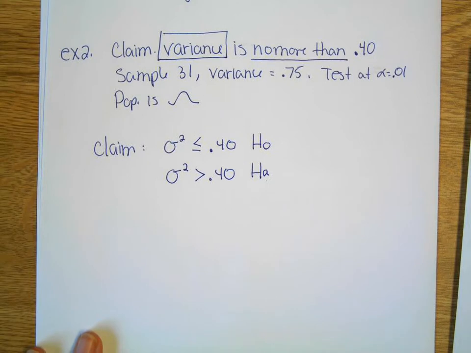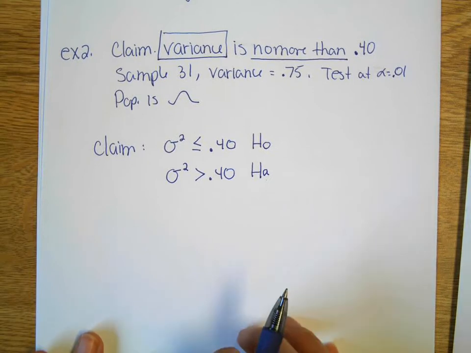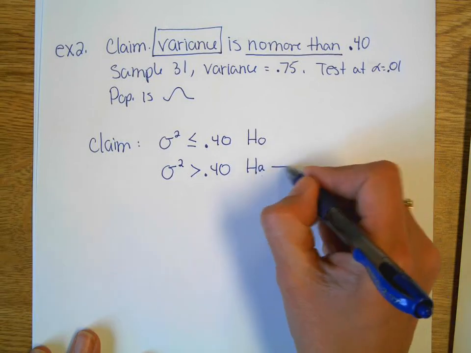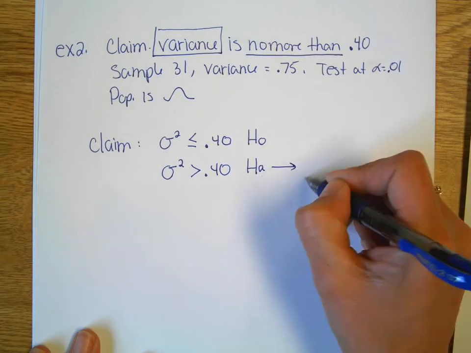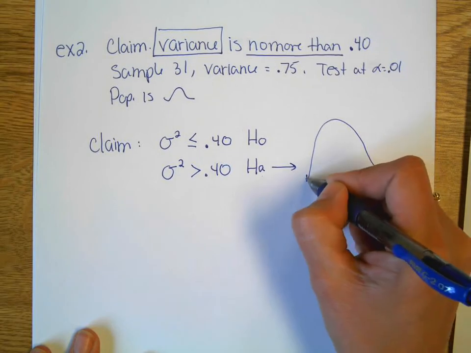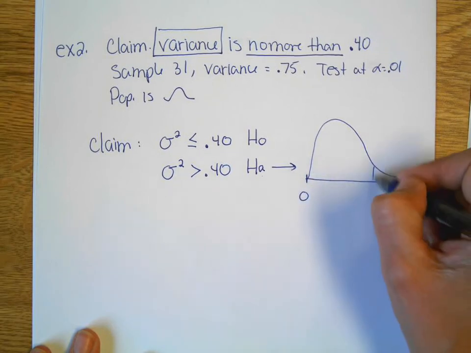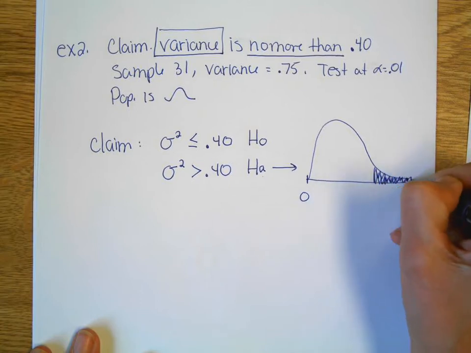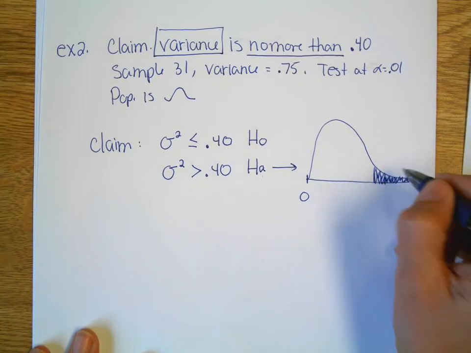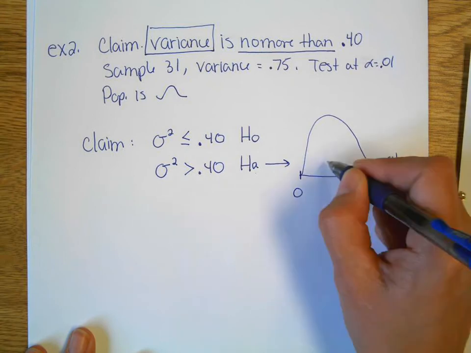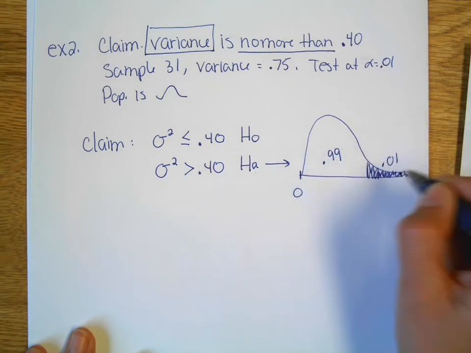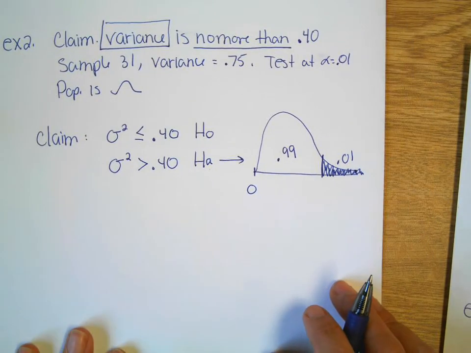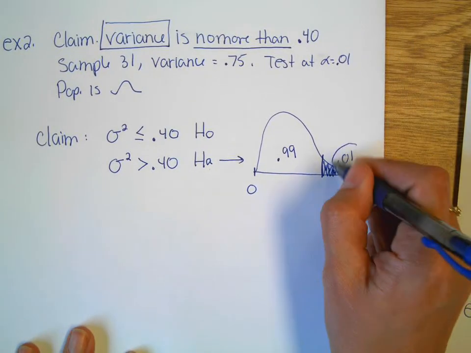After that, you make your graph and you shade. Where am I shading? The right tail, because the Ha says so. And remember, this starts at 0. I've got my shaded region somewhere down here in the right tail. This is 1%. This is 99%. Which one of those are you going to use when you look it up in your table? The 0.01.